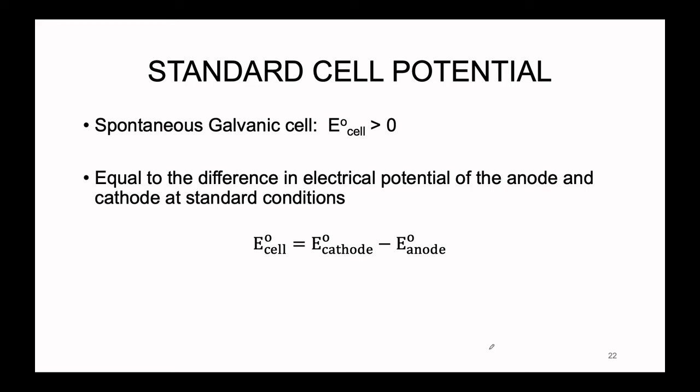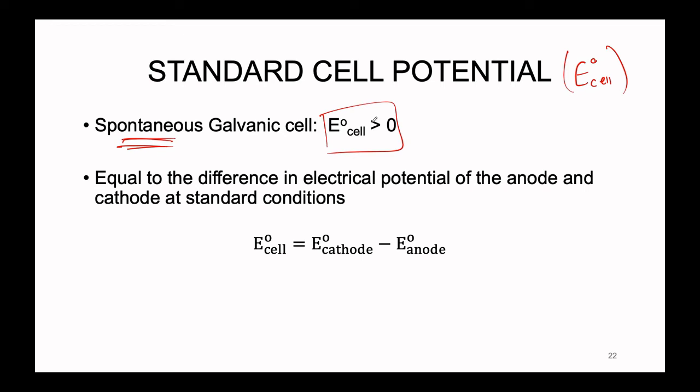The standard cell potential in a galvanic cell, where again we're looking at some type of spontaneous reaction, the measure of the energetic cell or the cell potential is going to be positive. So positive cell potential values mean that we are working with a spontaneous galvanic cell. The standard cell potential, we can shorthand using this E naught of cell, like is illustrated down below.